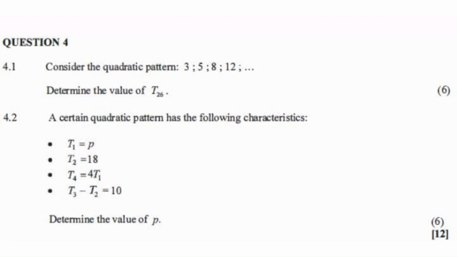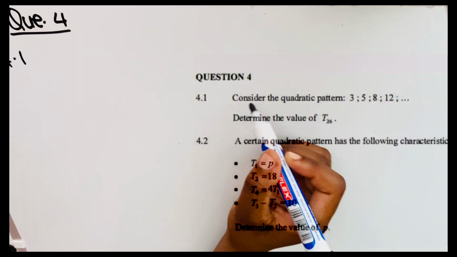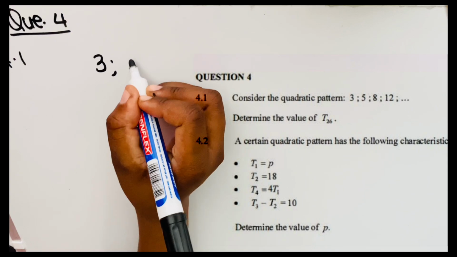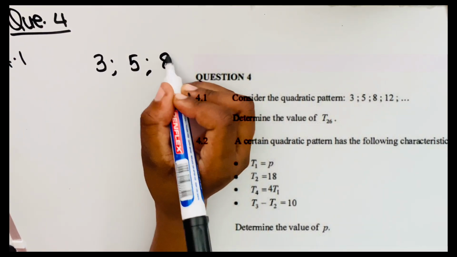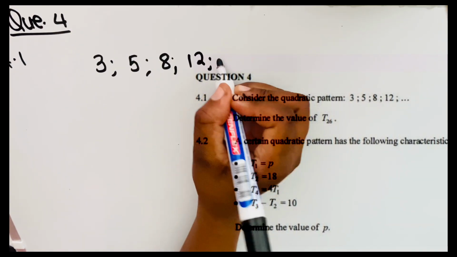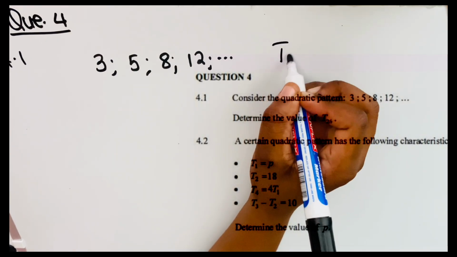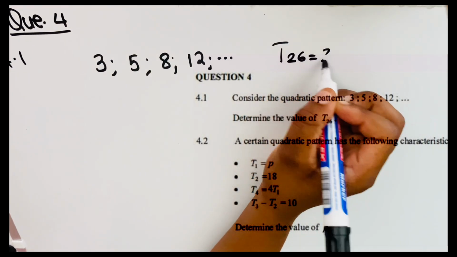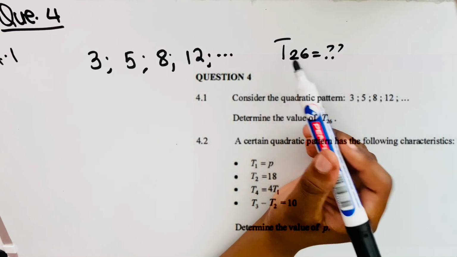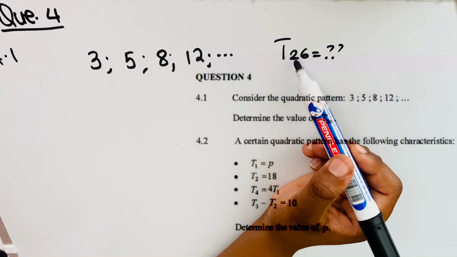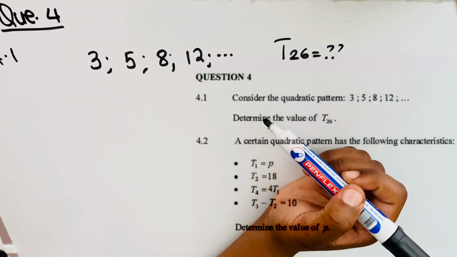Today we have quadratic patterns for grade 11. Question 4.1: consider the quadratic pattern 3, 5, 8, 12. Determine the value of T26. We are asked to calculate the value in position 26. How are you going to do that?